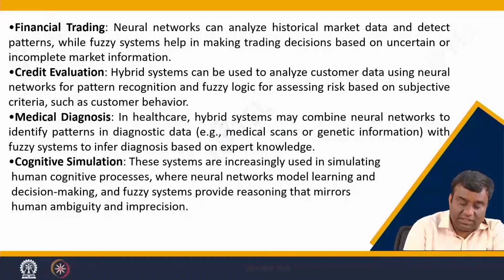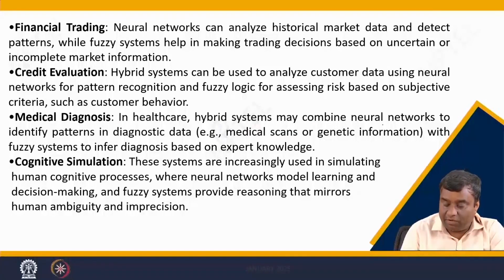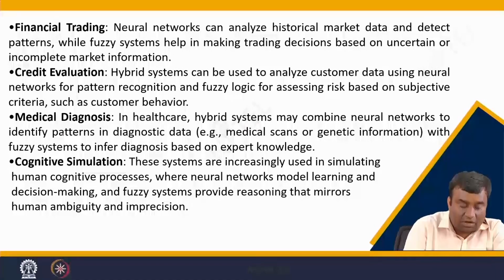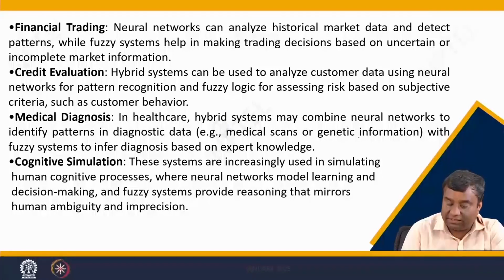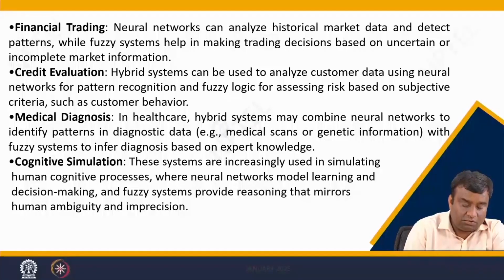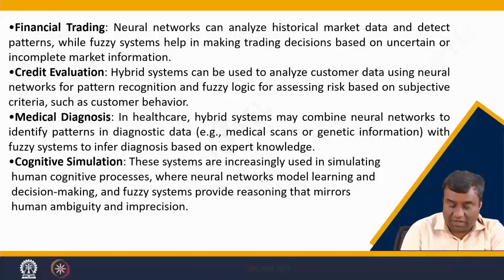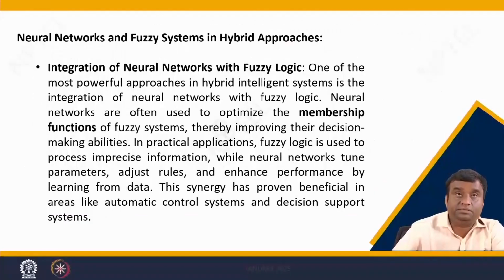Medical diagnosis. In healthcare, hybrid systems may combine neural networks to identify patterns in diagnostic data, for example medical scans or genetic information, with fuzzy systems to infer diagnosis based on expert knowledge. Cognitive simulations. These systems are increasingly used in simulating human cognitive processes, where neural networks model learning and decision making, and fuzzy systems provide reasoning that mirrors human ambiguity and imprecision.